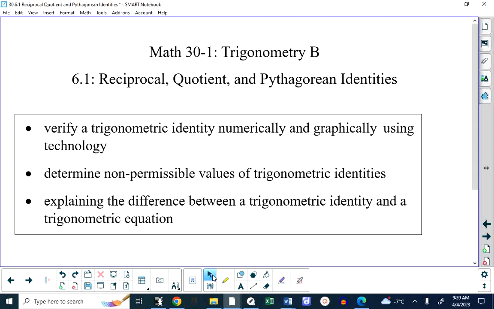So this section deals with 3 types of what we call trigonometric identities, and we're going to be working on these today and tomorrow. Okay, so today we're going to go through the lesson and get some practice for tomorrow, and then tomorrow we're going to just practice more and more and more with this stuff. We're going to be looking at, first of all, what an identity is, but then we're going to be verifying trigonometric identities, determining non-permissible values of trigonometric identities. And it's really important that we start off here actually with the difference between an equation and an identity. And that's where we're going to begin.